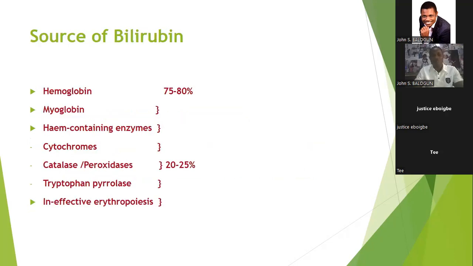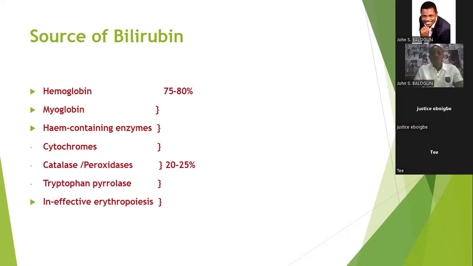Now, what are the sources of bilirubin? Up to 75% of bilirubin is sourced from the hemoglobin. So now, remember, hemoglobin contains heme and globin. So now, the heme is being broken down by heme oxygenase to give you biliverdin. Now, biliverdin is then converted to bilirubin by an enzyme called biliverdin reductase.